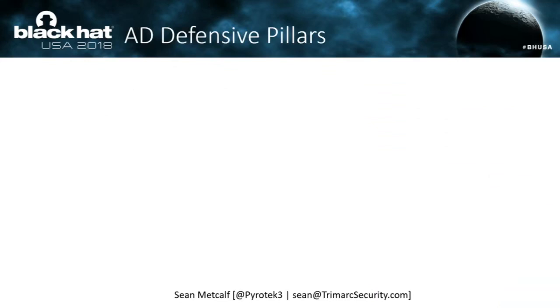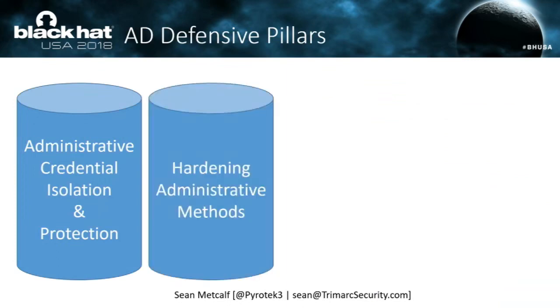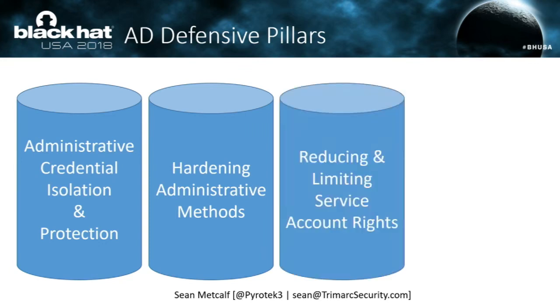We have defensive pillars. We're going to talk about what we need to do in order to secure Active Directory. So we need to protect our credentials, our AD admin credentials. We need to isolate them and protect them at the highest level. We need to harden our admin methods. We want to make sure that we're not using administrative methods that could be compromised. We need to reduce and limit our service account rights. And as part of this, pull out any accounts that don't need to be in domain admins or administrators.